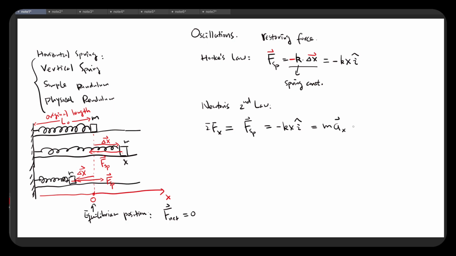Now we know ax is given by the second derivative of the position x with respect to time, times i hat. Now in the future, since we're talking about 1D motion for oscillations, we can neglect the i hat, the unit vector along the x-axis, and simply look at the following differential equation: negative kx equals mass times the second derivative of the position.